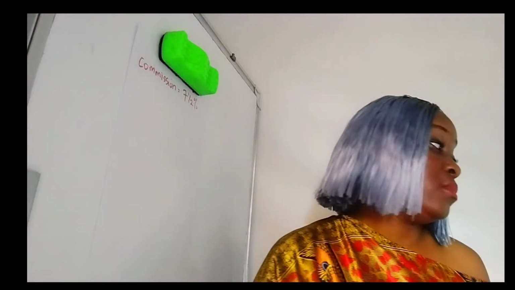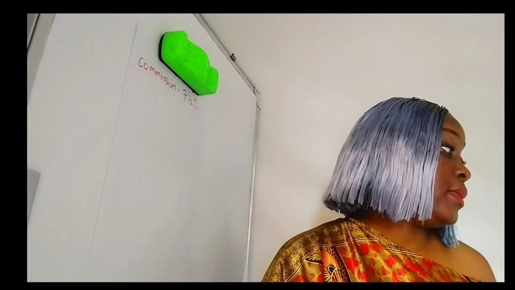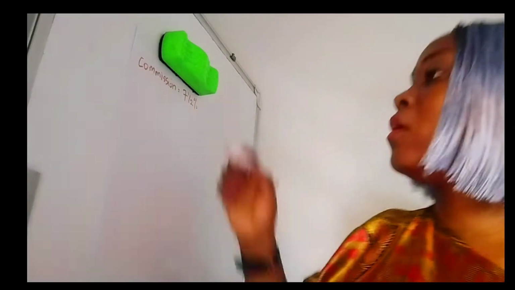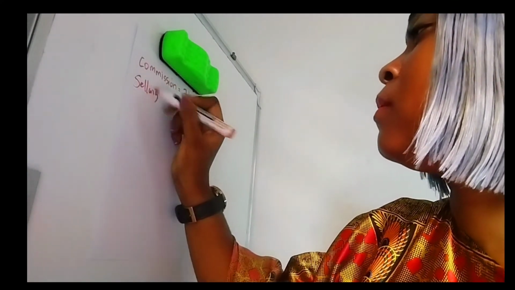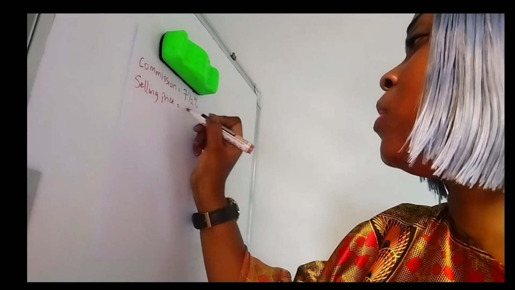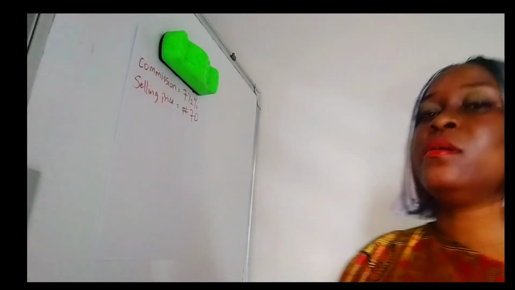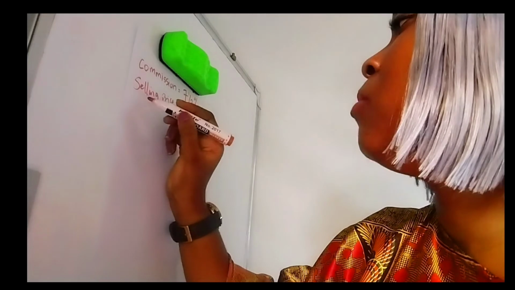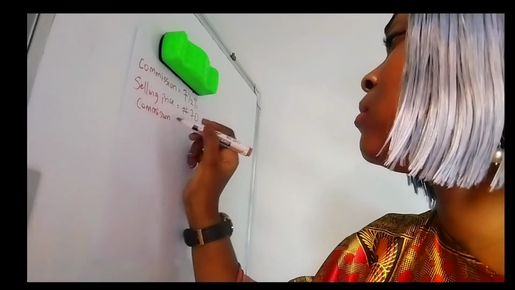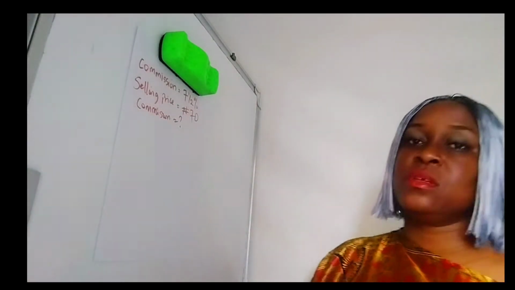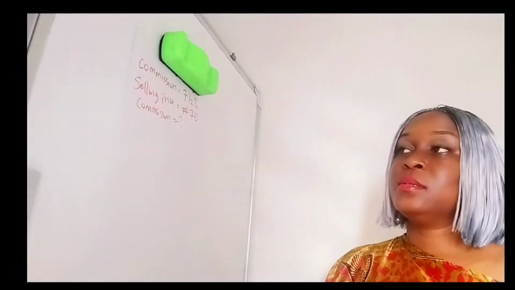We should find his commission for selling an item in the amount of 70 naira. So he sold, we say selling price, right? Selling price is how much? 70 naira. So let's look for how much is the commission in naira. Now we have the commission in percentage, but we do not have the commission in naira.